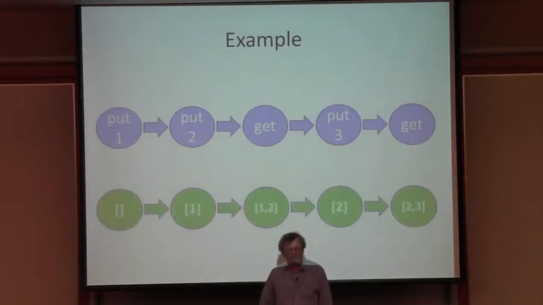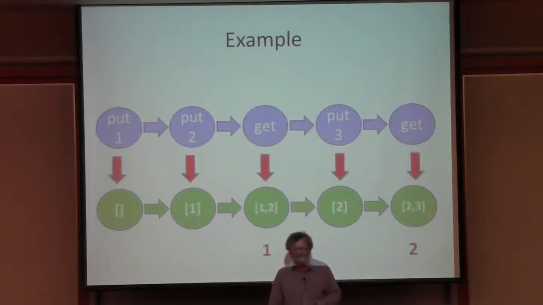And we can model the state just by the list of values that we expect to be in the queue. That's a very simple functional model. And then the postconditions will just check that every time we do a get, the result that C returns is the first element in the queue.